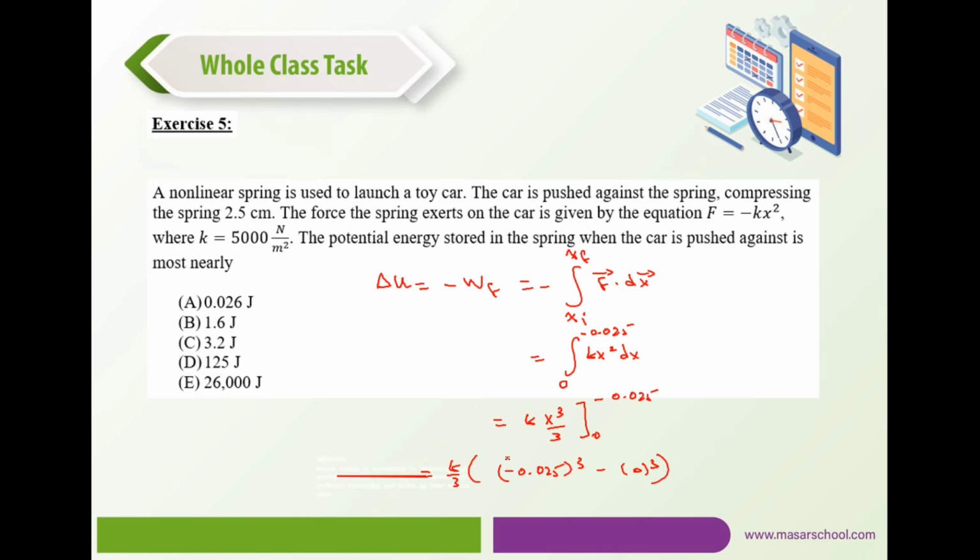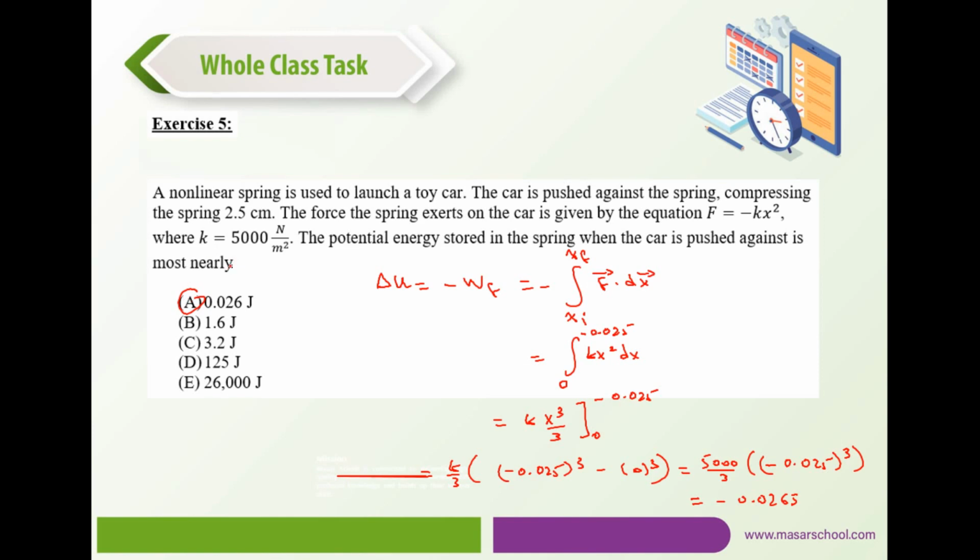And the value of k is given by 5,000 divided by 3. This is 0, that would be multiplied by minus 0.025 to the power of 3. Now plugging that into the calculator, we're going to have a value of minus 0.026 joules, and because our answers are positive, we're going to go for A.